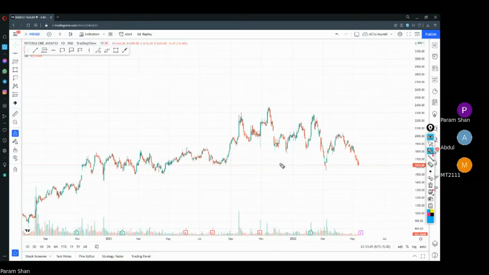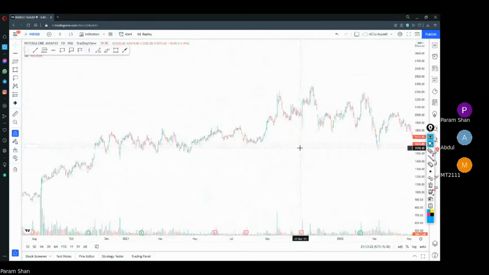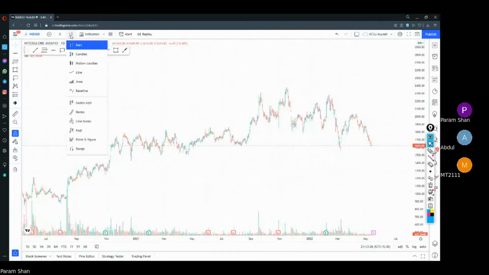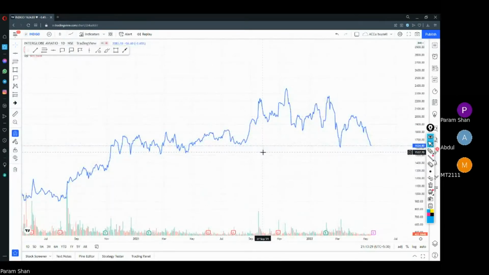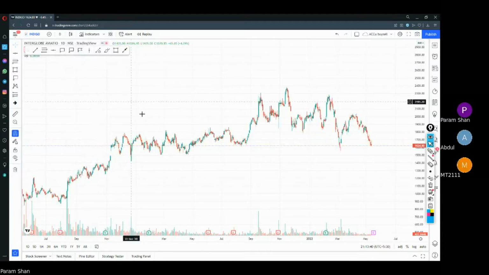It doesn't matter which time frame you are in and which chart type. For example, here we have the chart types. Currently we are using candles. If you go to bar also, the concept of looking at support and resistance would be the same. If you go to line also, the way we see the steps would be the same. Since we would be mostly using candles, we will stick to candles only.